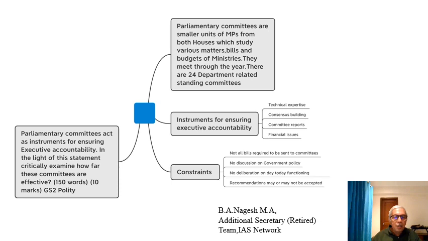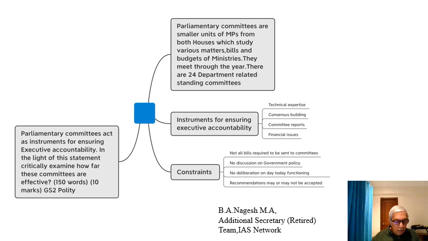Now the question is, how do parliamentary committees act as instruments for ensuring executive accountability? The first thing is technical expertise. Parliamentary committees take the help of experts when a bill is being discussed. Generally a bill can originate either in the Lok Sabha or in the Rajya Sabha. The moment it enters the Lok Sabha, the Speaker can refer it to the committee. Similarly, if it enters the Rajya Sabha, the Chairman of the Rajya Sabha can refer the bill to the committee. With this background, you can understand the question.